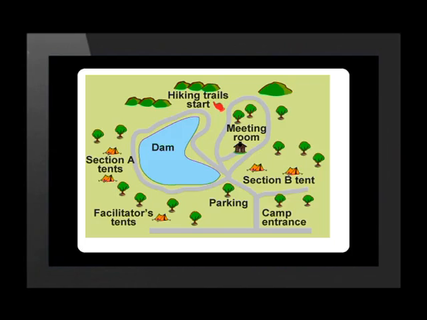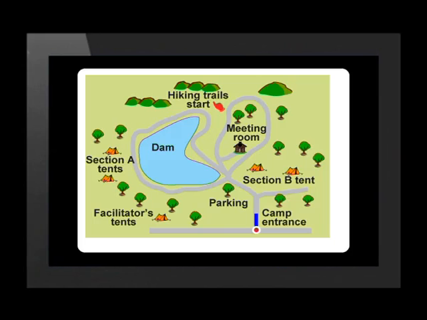This is a map of the grounds for a school camp. It uses pictures and labels to show where places are. Let's draw the route we would take if we needed to get from the entrance to the facilitator's tent.